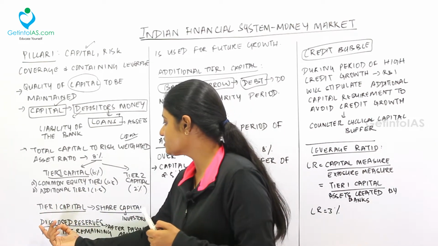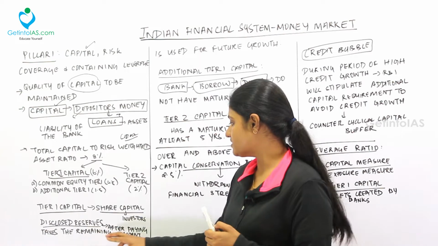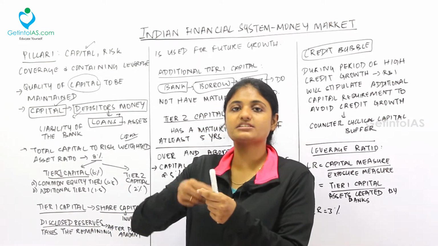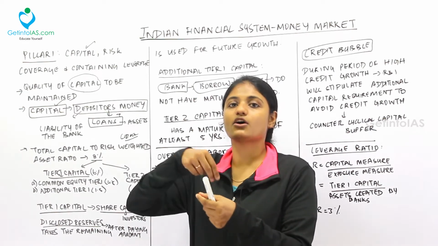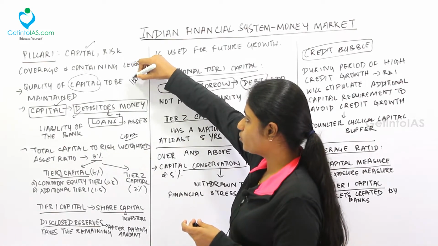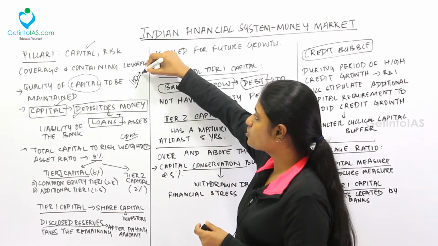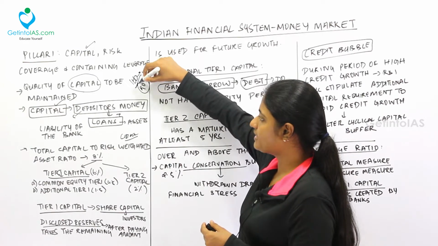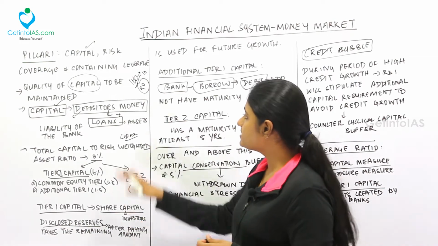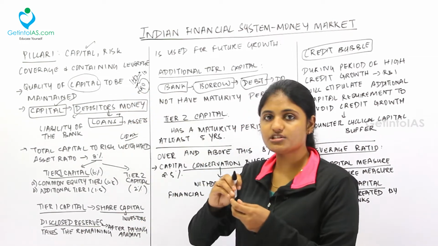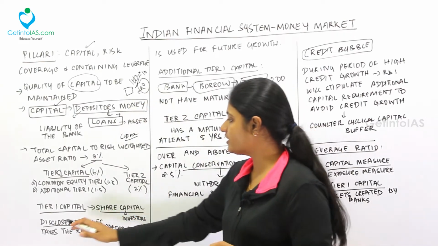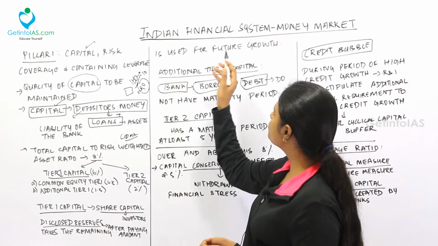Next, coming to the disclosed reserves. Disclosed reserves is the remaining amount after paying the taxes. See, the banks also have to pay a certain amount of taxes, right? So after paying all the taxes, there will be a remaining amount. If I am earning 100 rupees, and I am paying a tax of 10 rupees, the remaining amount in my hand is 90 rupees. So this is my disclosed reserves. This disclosed reserve of 90 rupees, I will use it for further investment. Tomorrow I may buy something with this 90 rupees. So that is called disclosed reserves. It's used for future growth.